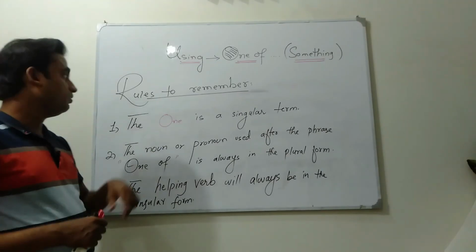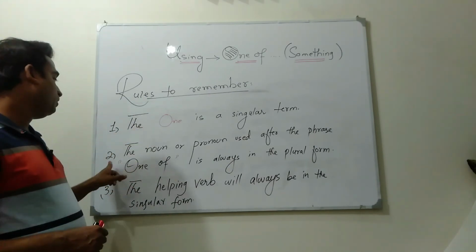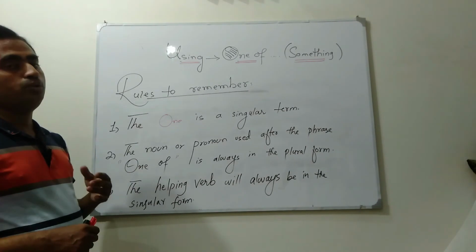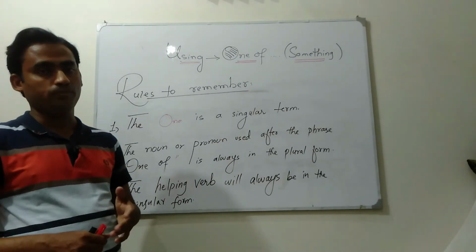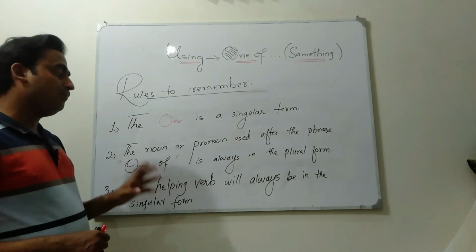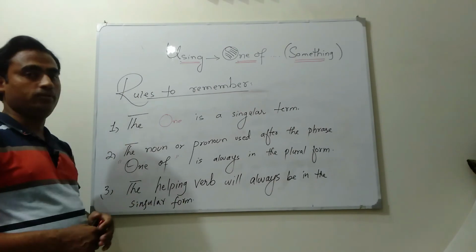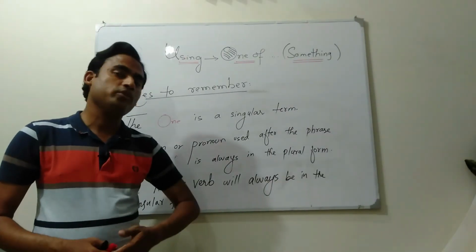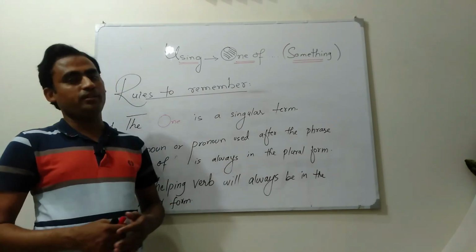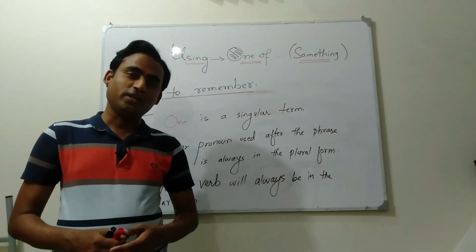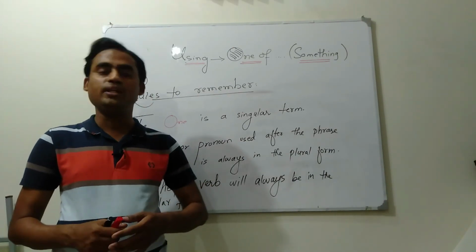Rules to remember. Number one, the one is a singular term. Number two, the noun or pronoun used after the phrase "one of" is always in the plural form. Number three, the helping verb will always be in the singular form. These are the three components you need to be aware of. I hope now you don't make mistakes. I hope you enjoyed it. It will be so easier if you keep on practicing and using it in your daily life.